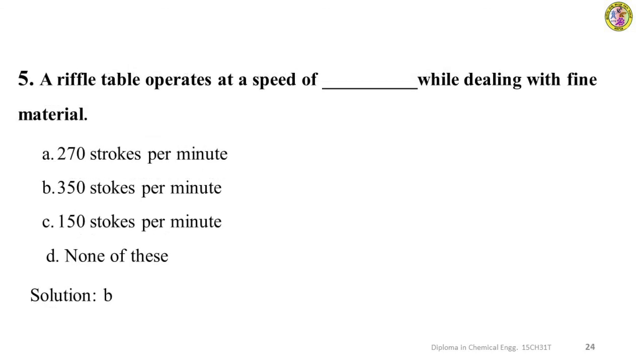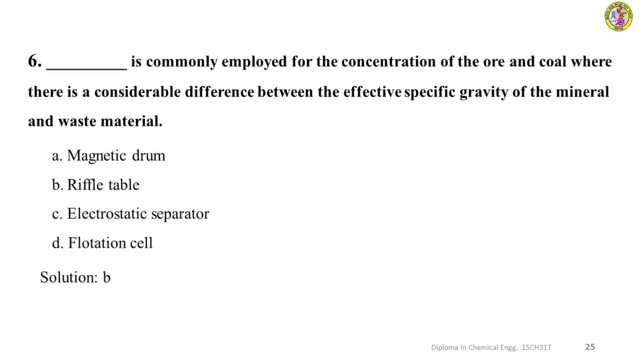A riffle table operates at a speed of dash for dealing with the fine material. It is 350 strokes per minute. So option B is the right option.